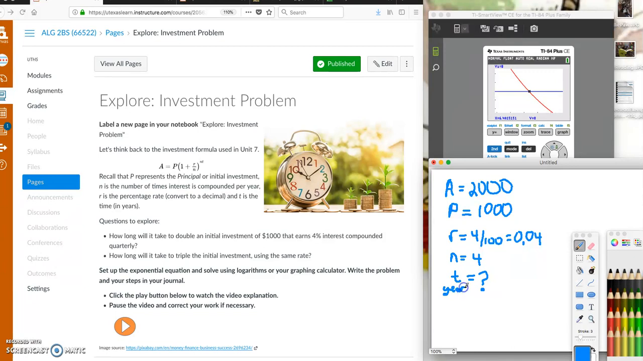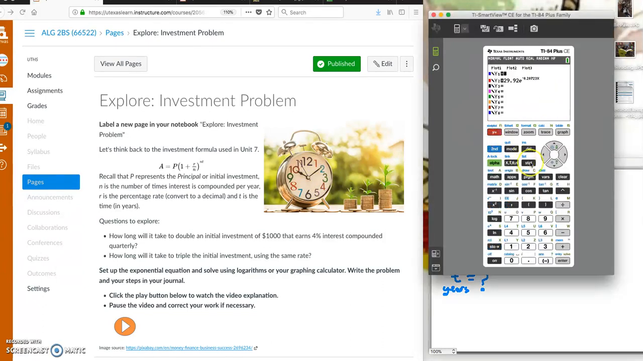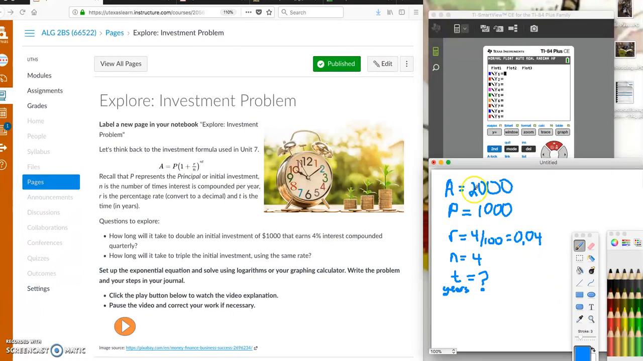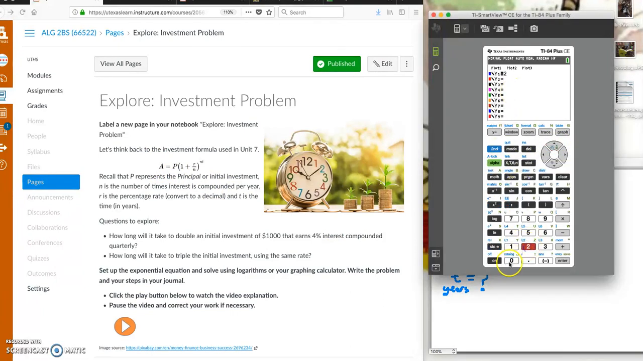So now that I've gotten each variable written out carefully and I've talked to you about what each one represents, we need to write the equation in our graphing calculator. One way to solve it is by finding where the two graphs cross. I'm going to write the left-hand side, which is equal to A, in Y1. A is 2,000. And then in Y2, I will use the right-hand side of the equation.